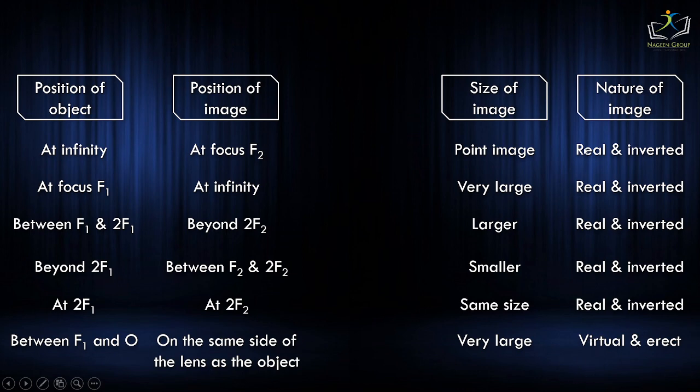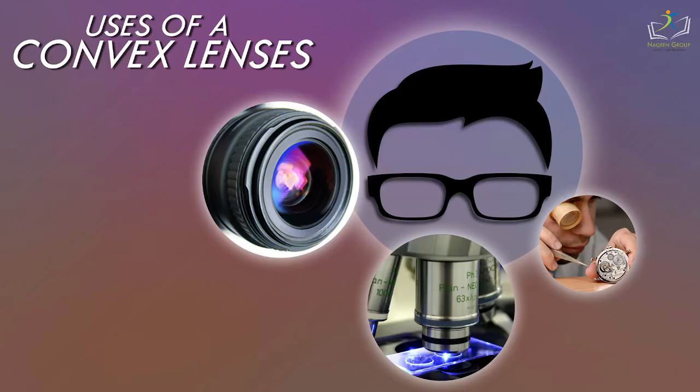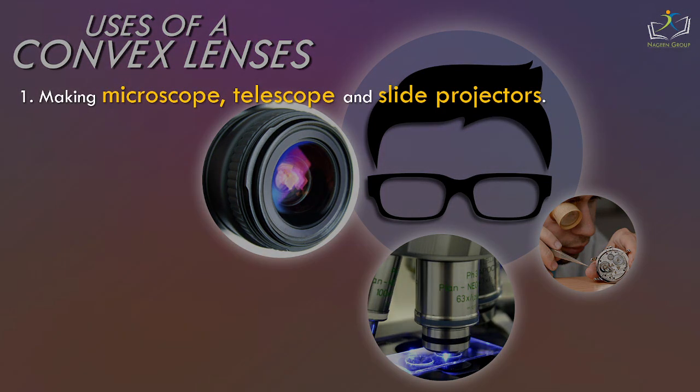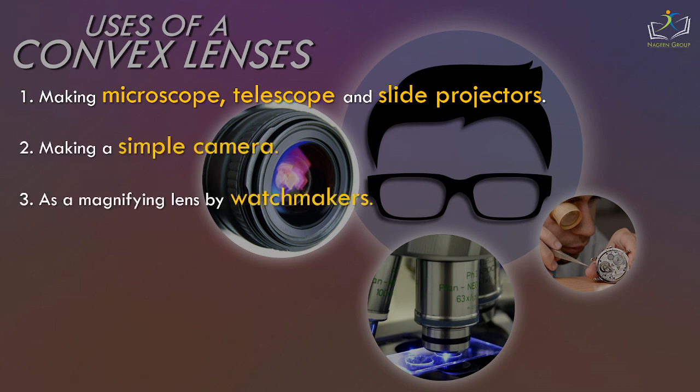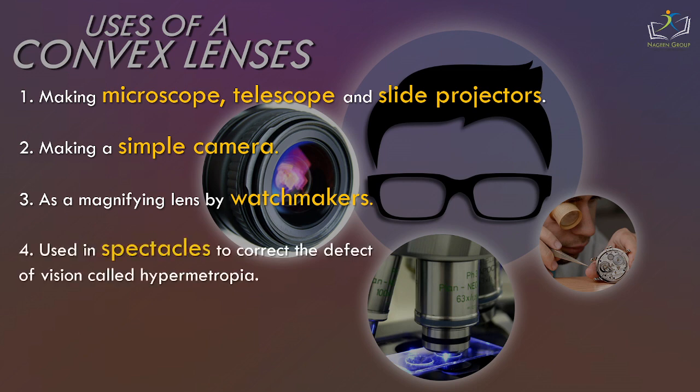Except this, all images which are formed in this case are real and inverted. Now let's understand the use of convex lenses. They are used in making a microscope, telescope and slide projector, making a simple camera, as a magnifying lens by watchmakers, and in spectacles to correct the defect of vision called hypermetropia.